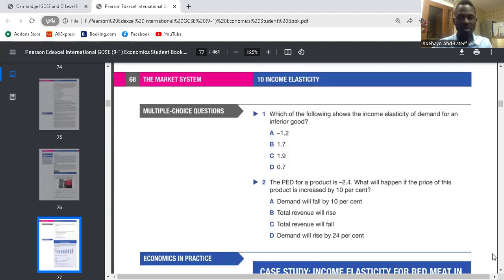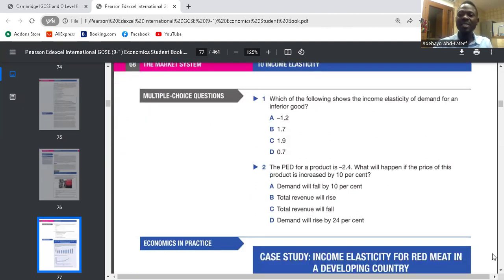So go to the multiple choice question. Which of the following shows the income elasticity of demand for an inferior good? Inferior. Yeah, negative.